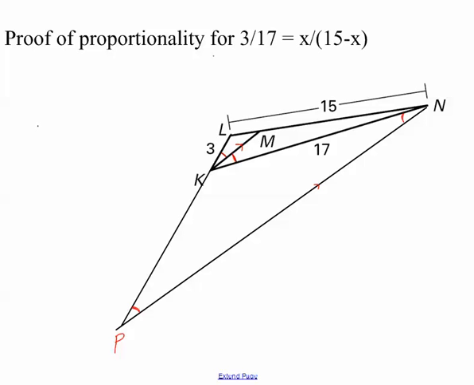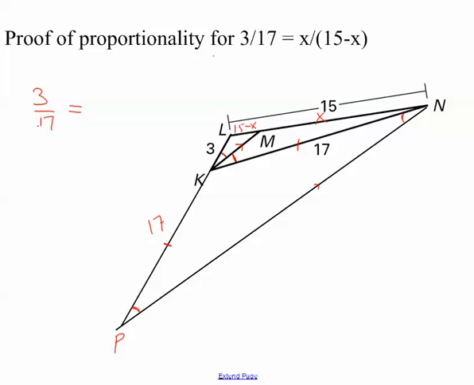So those auxiliary lines that I drew in actually now produce an isosceles triangle where this segment, KN, is congruent to segment KP. So we know that KP is 17 units long also. So now we can go back, let's label that segment that we're looking for as X and LM as 15 minus X. So now we can set up that proportion of 3 over 17.